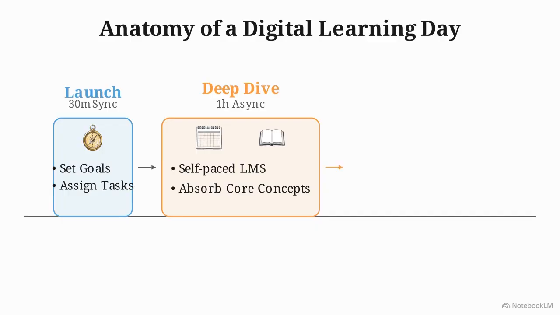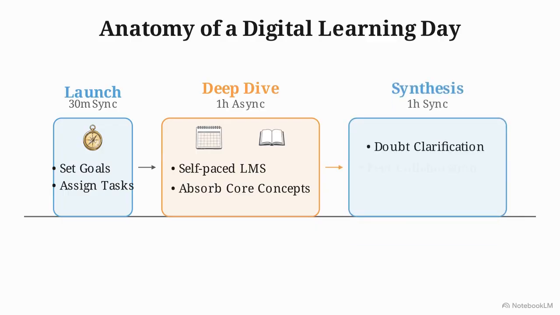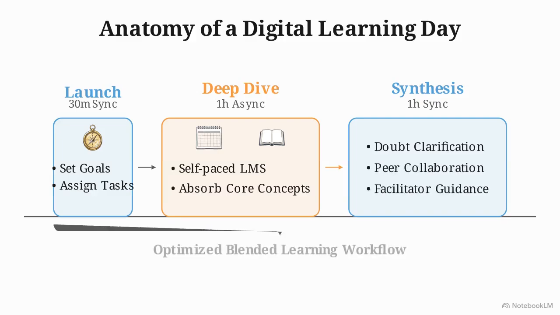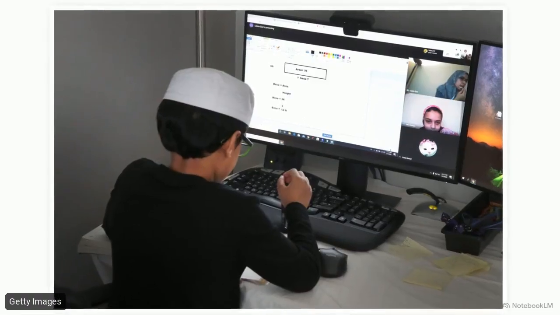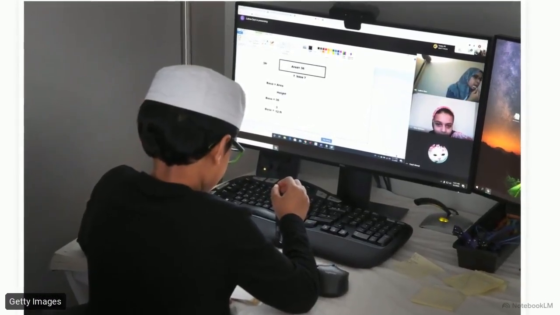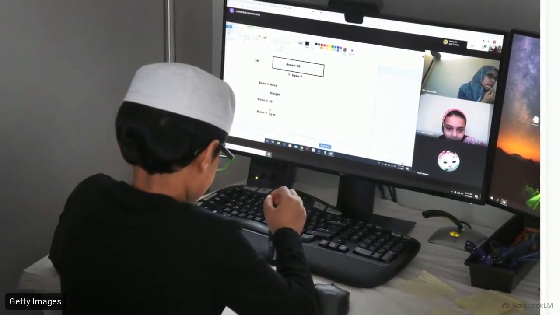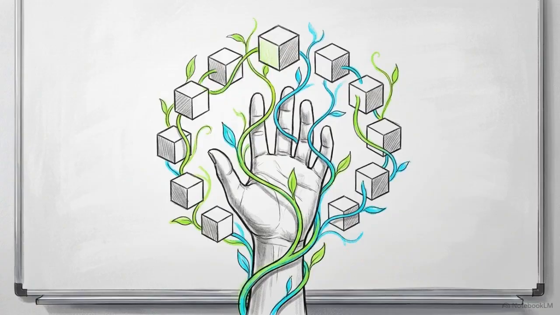The group then reconvenes for a 1-hour synchronous session. Here, the facilitator answers specific doubts generated during the independent work and guides peer collaboration. This specific pacing sequence eliminates the cognitive overload typically experienced when sitting through a 4-hour Zoom lecture. True online implementation requires engineering a multimodal ecosystem that actively respects human attention.